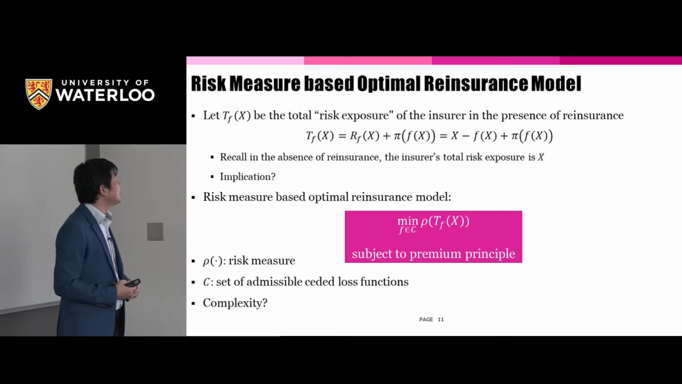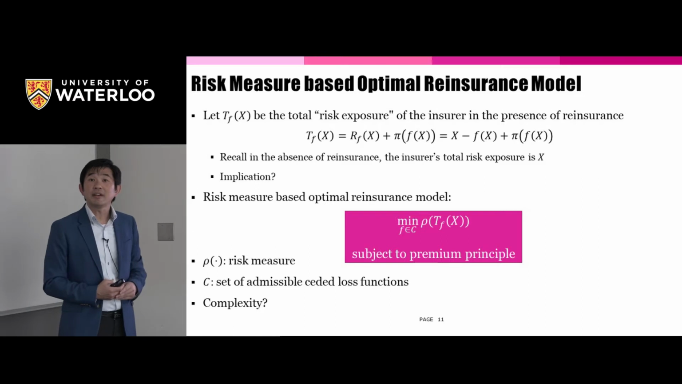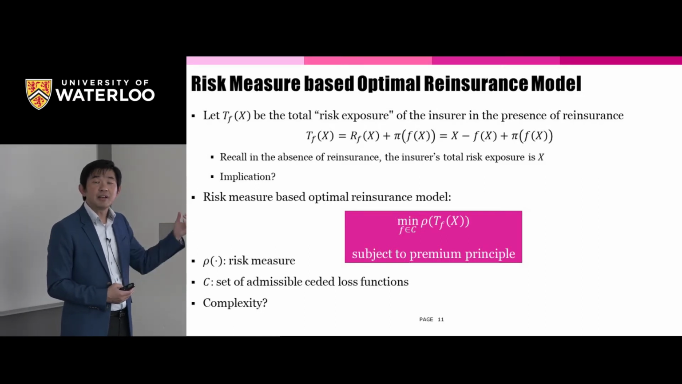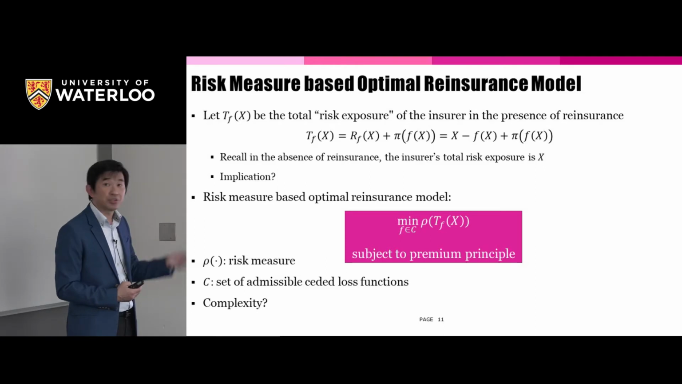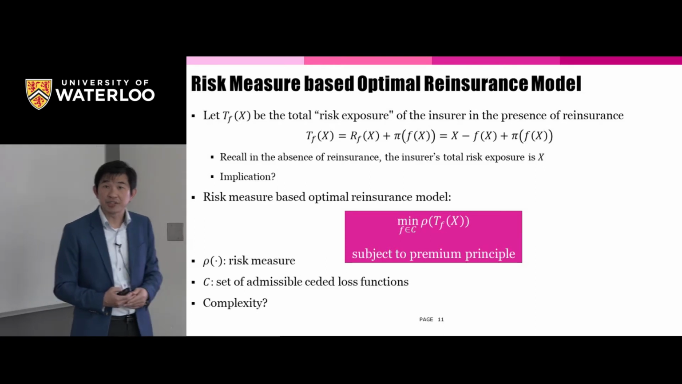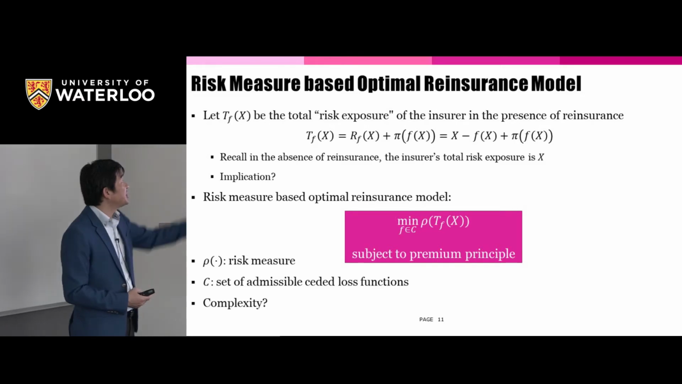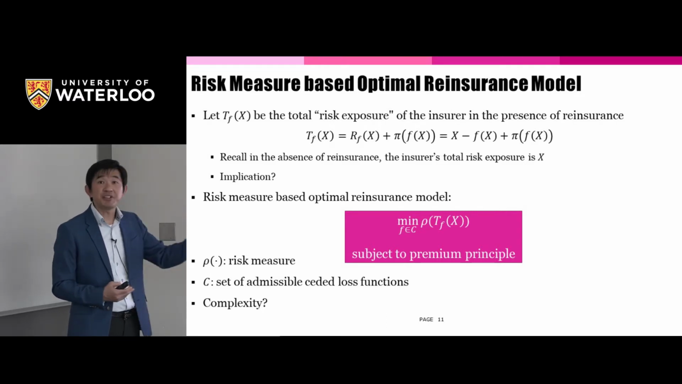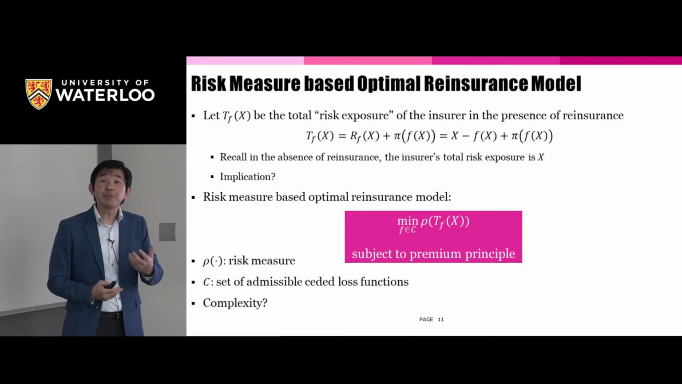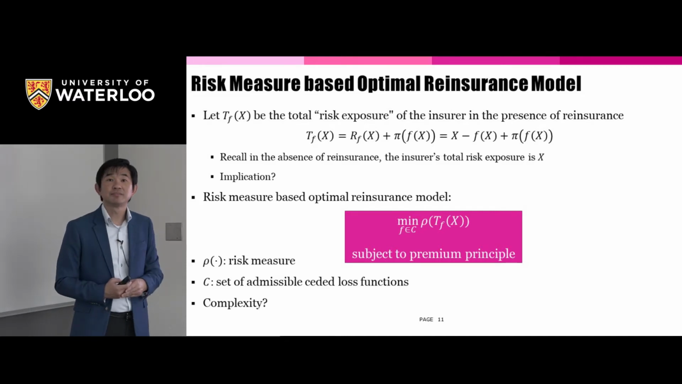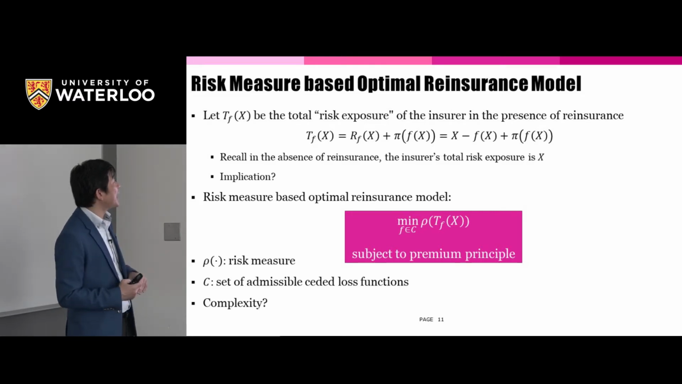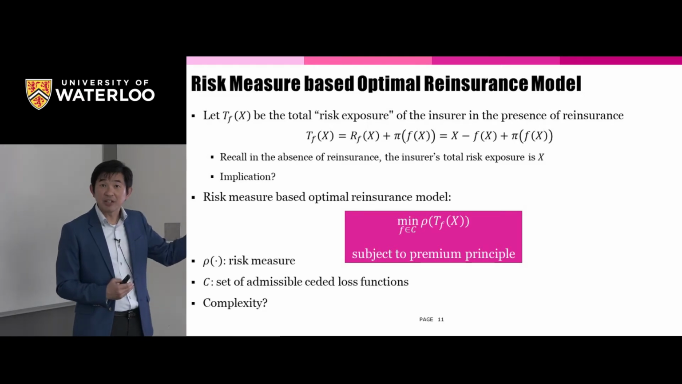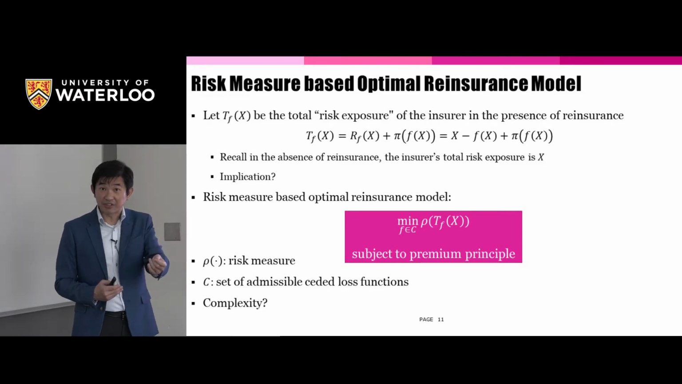So let us now introduce this notation called T(X). Suppose T represents the total risk exposure of the insurer in the presence of reinsurance. As you can see from this equation, it is a sum of two components. The first component is the amount of risk that is being retained. And the second component is the reinsurance premium that is paid to the reinsurer. Note that this total risk exposure is a function of the ceded loss function.